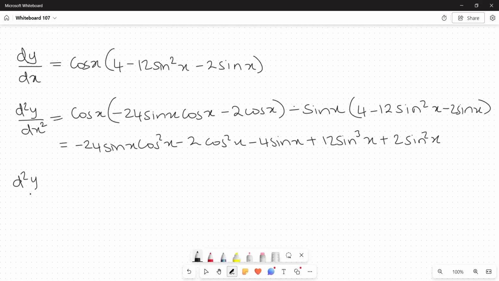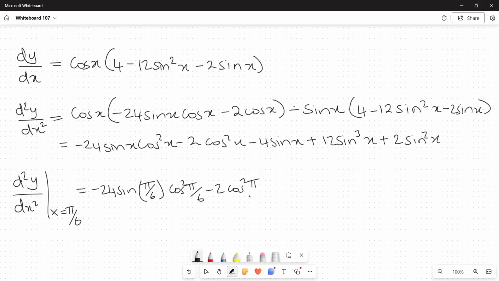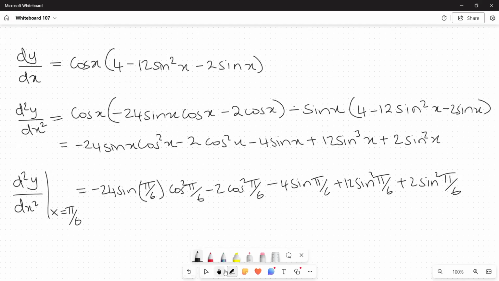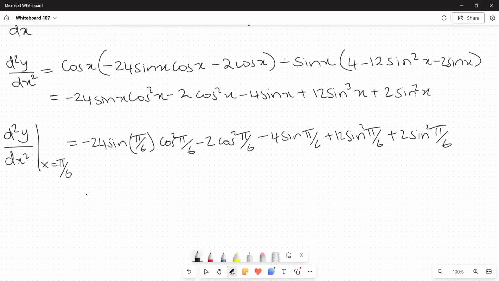So d2y/dx2 when x is equal to pi over 6. We have minus 24 sine of pi over 6 cos squared pi over 6 minus 2 cos squared of pi over 6 minus 4 sine of pi over 6 plus 12 sine cubed of pi over 6 plus 2 sine squared pi over 6. So remember, we want to show that this is a maximum. So if we've done it correctly, then our second derivative must be negative. Okay, so we'll work this out.